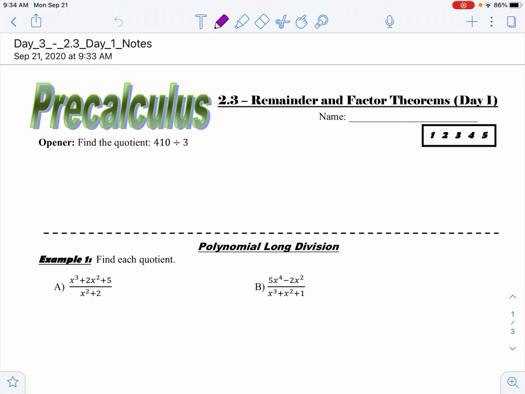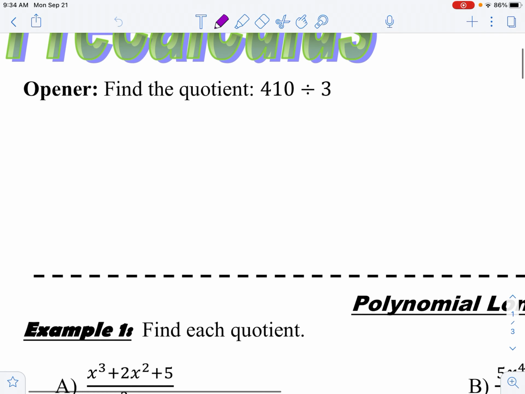Okay, go ahead and pause the video, try the opener, 410 divided by 3 without a calculator. Use long division to do it. Okay, in case you forgot how. 410 divided by 3. All right, so the first thing you're going to do is you're going to look at the first number and you're going to say, does 3 go into 4? And the answer is yes. It goes in there one time, so you're going to put a 1 above that.